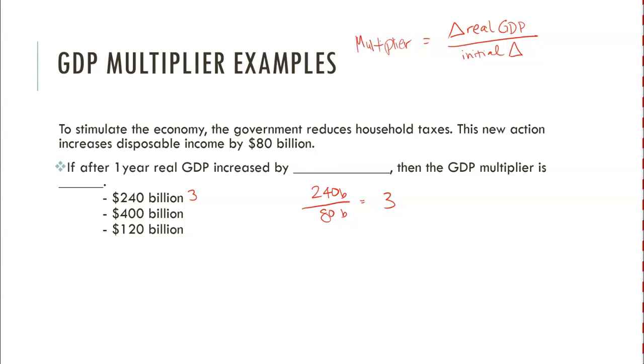Or we could do 400 billion. If after 1 year it increased by 400 billion, we would do 400 divided by 80. And that's going to give us a multiplier of 5. And then last, 120 billion. Just do 120 divided by 80, and then we would get a multiplier of 1.5.